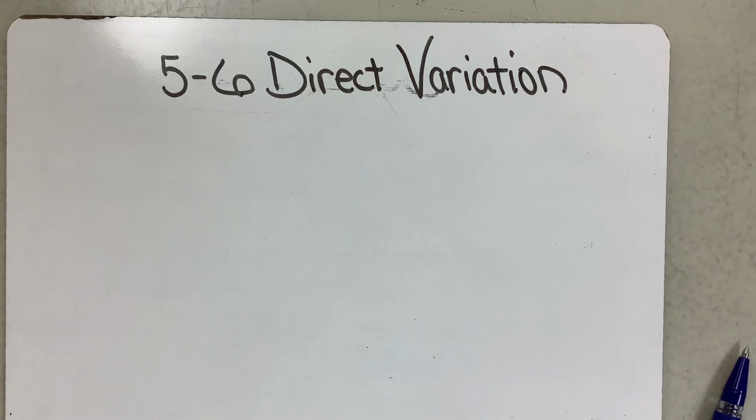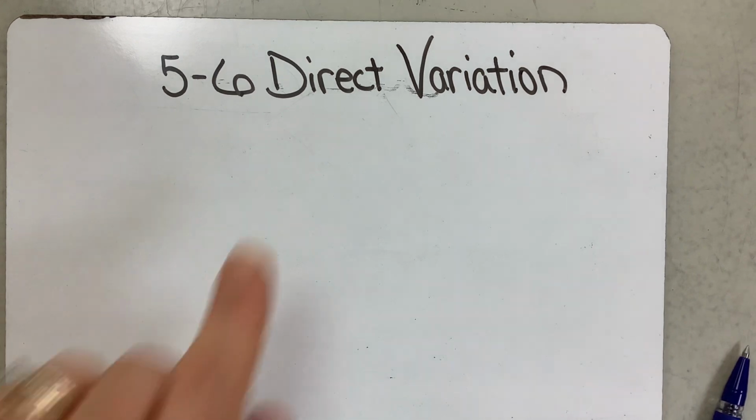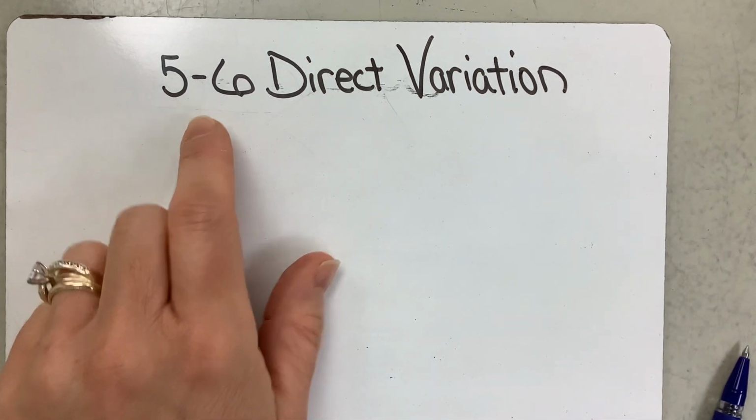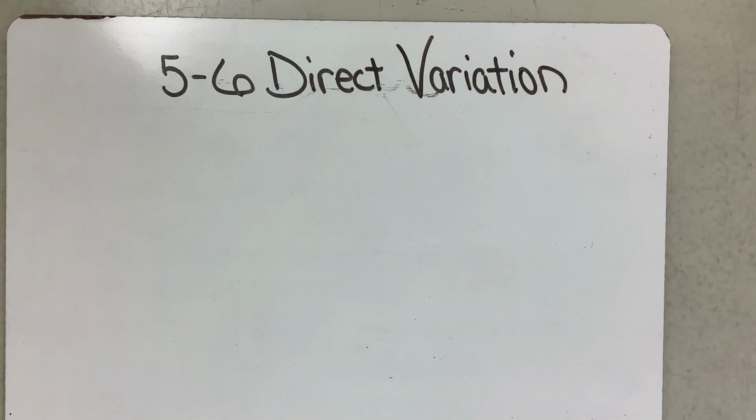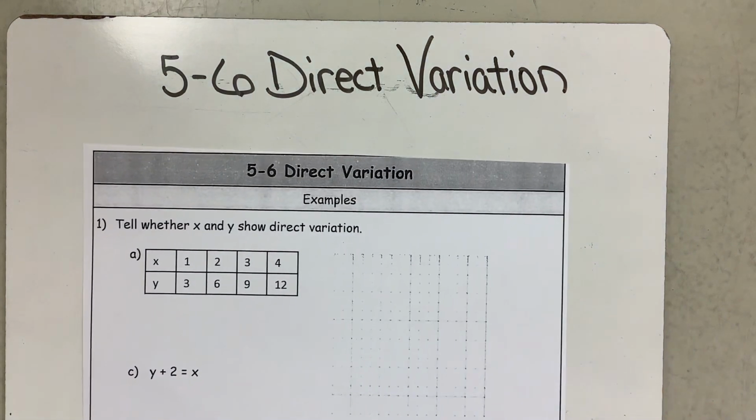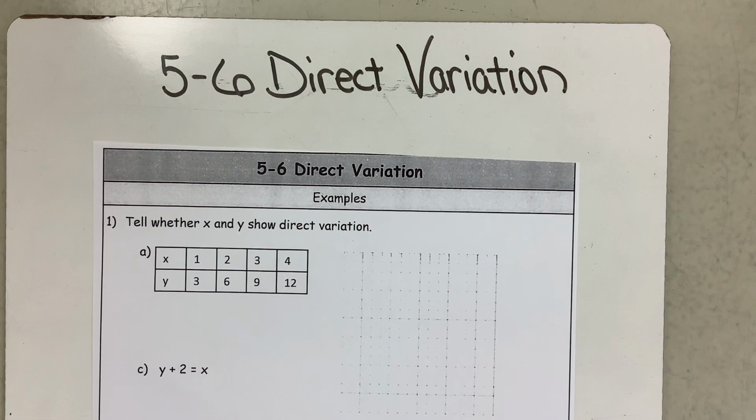Today we are going to discuss direct variation. In the Big Ideas book, this is section 5-6. These are the notes that I'm going to be using to talk about direct variation.